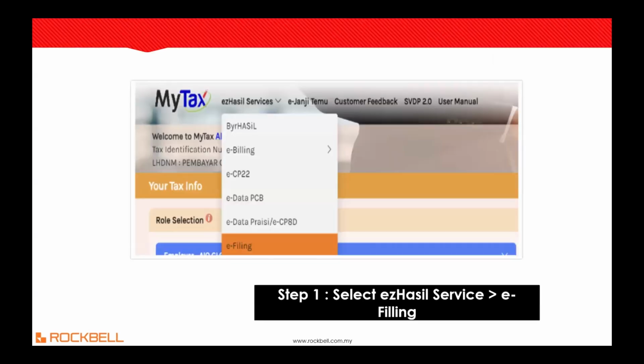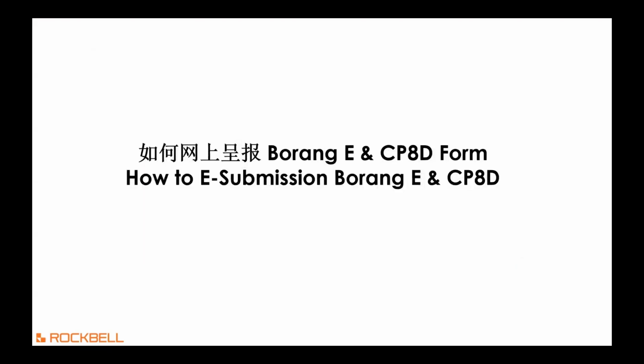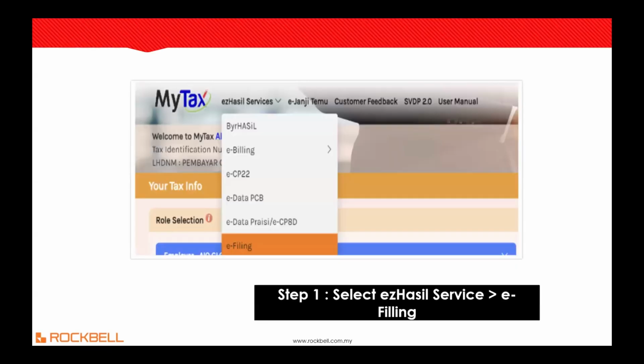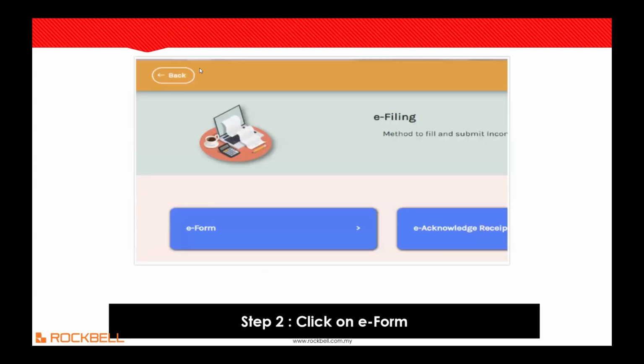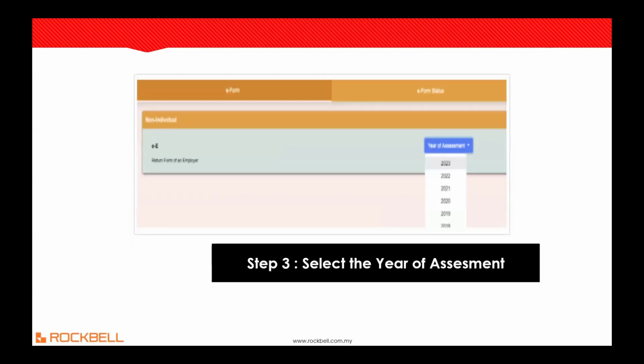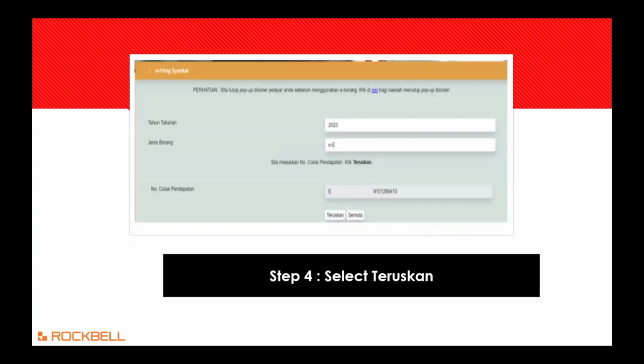Okay. After you are ready to submit your CP8D, the next step is that in e-Filing you must update your Borang E. You go back again to Perkhidmatan ez Hasil and select e-Filing. Then select Form E. Then select the year you want to submit, for example 2025. Then make sure your income tax number information is correct, and select Next.